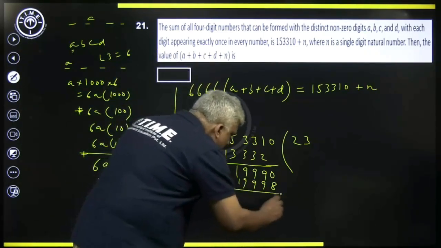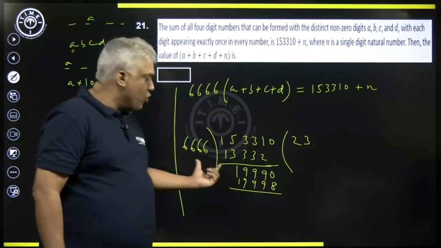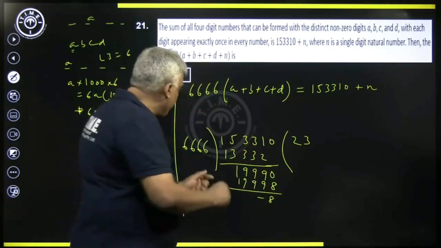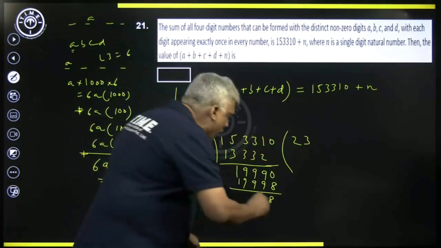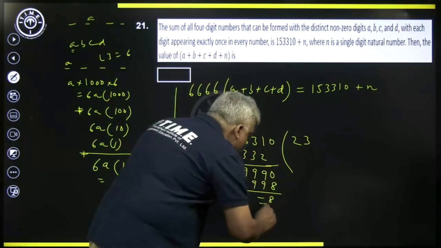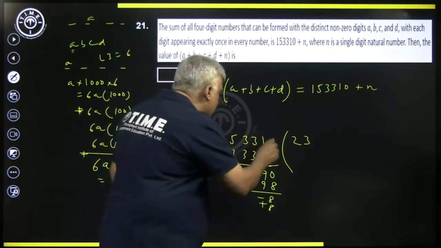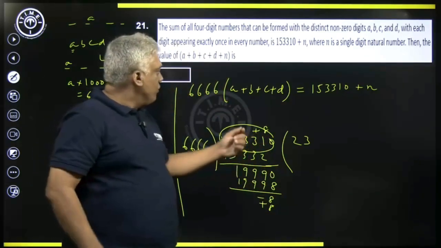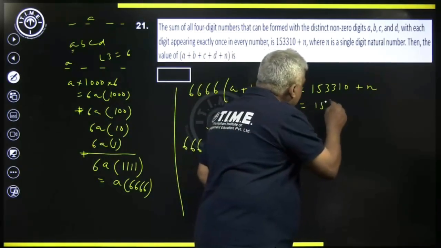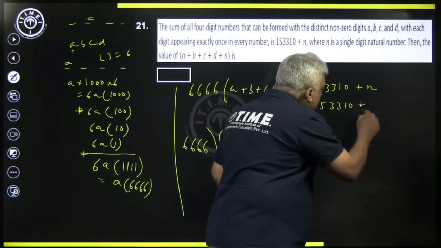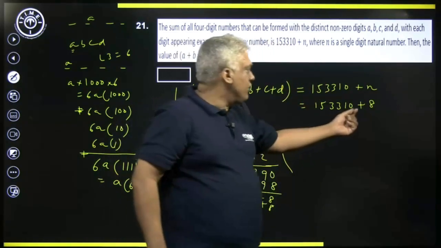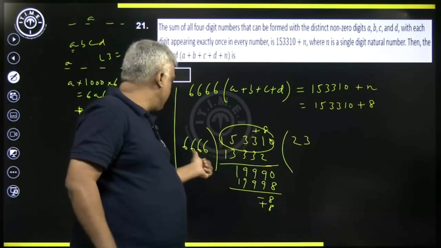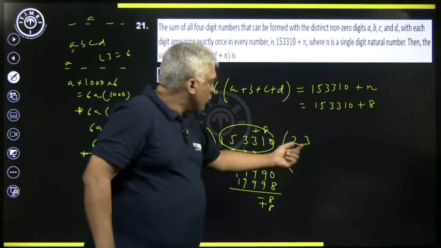Now you see, this is not going 23 times. To go 23 times we need this much, that means the remainder is minus 8. That means it will not go 23 times. To go 23 times you have to add 8 here. Then this number will be completely divisible by 6666, 23 times. So 153310 plus 8 is a single digit natural number added.